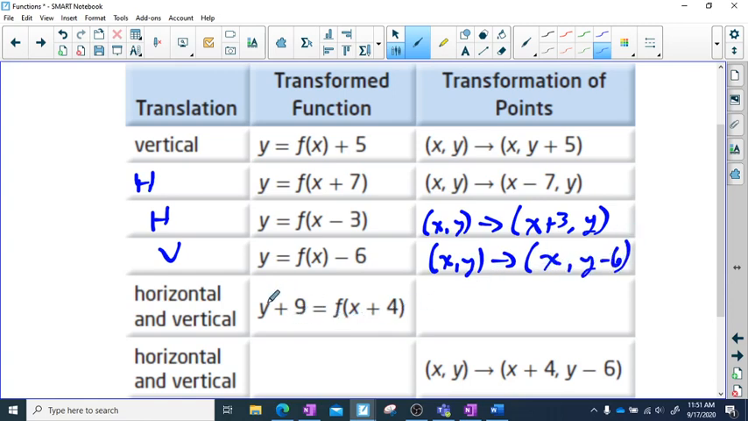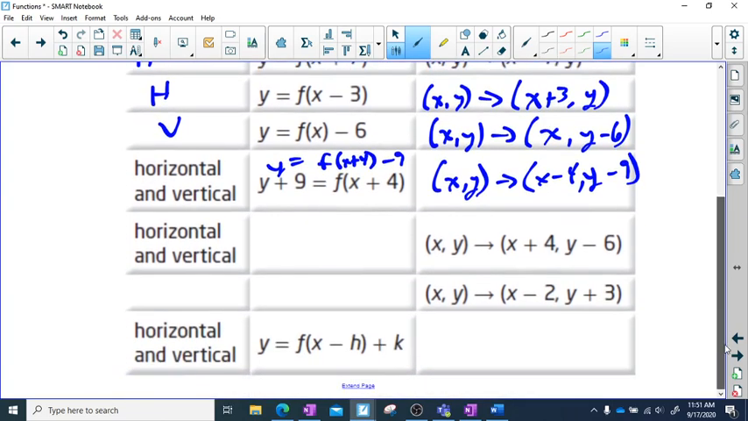This one, I prefer to write it as y equals, so it's going to become f at x plus 4. Move your plus 9 over to get minus 9. So that is going to be both horizontal and vertical. It will move the x's left 4, and the y values will get dropped down 9.